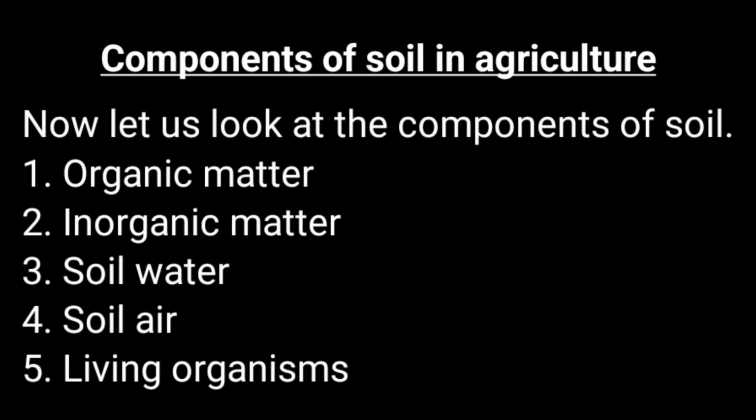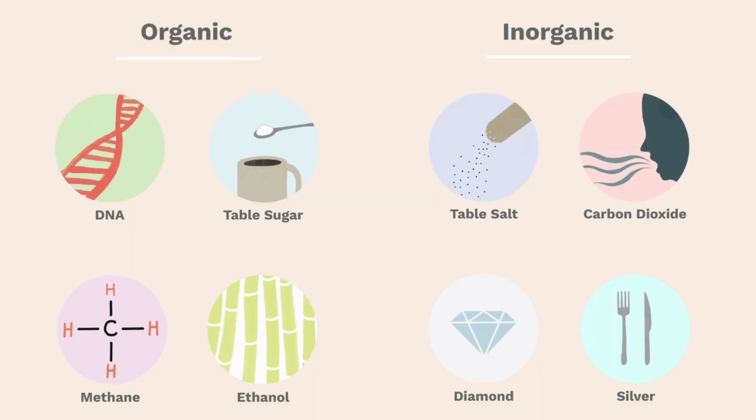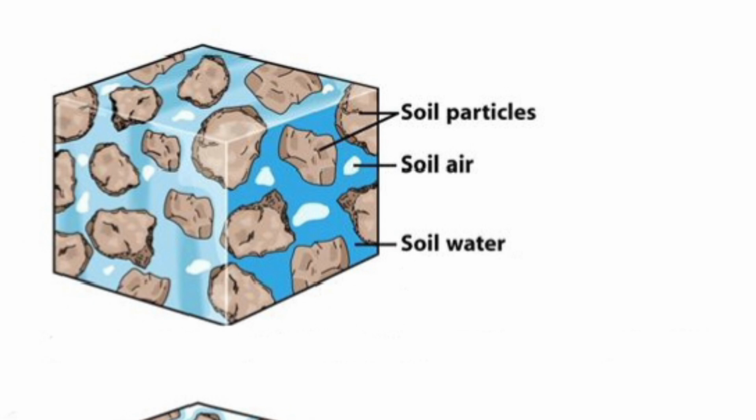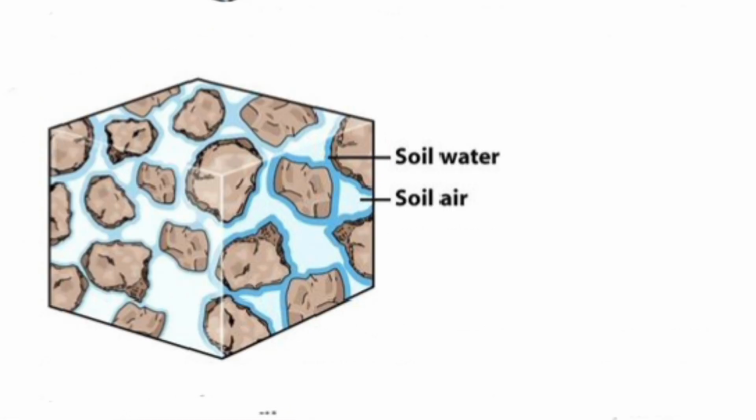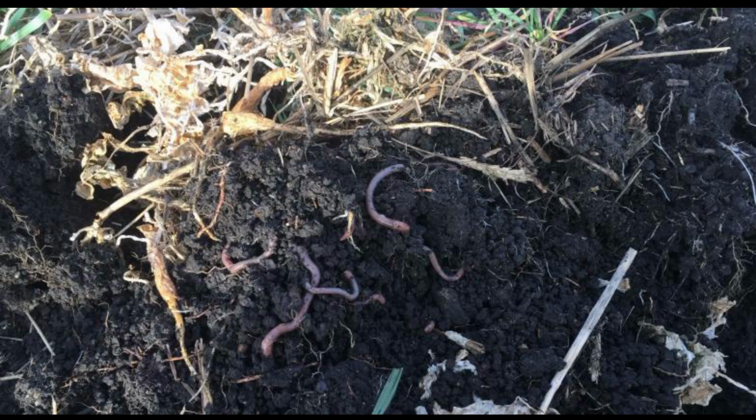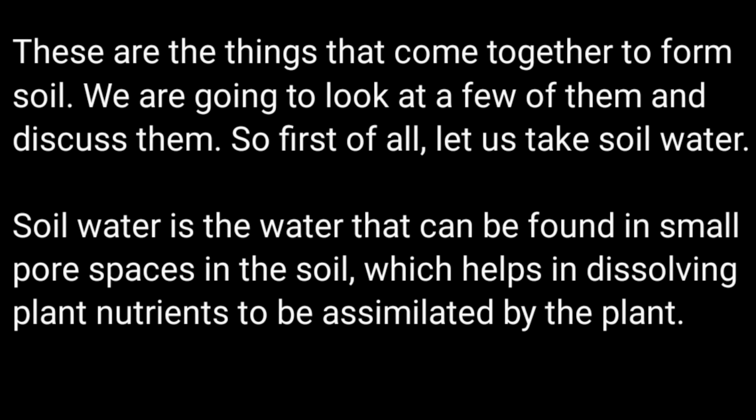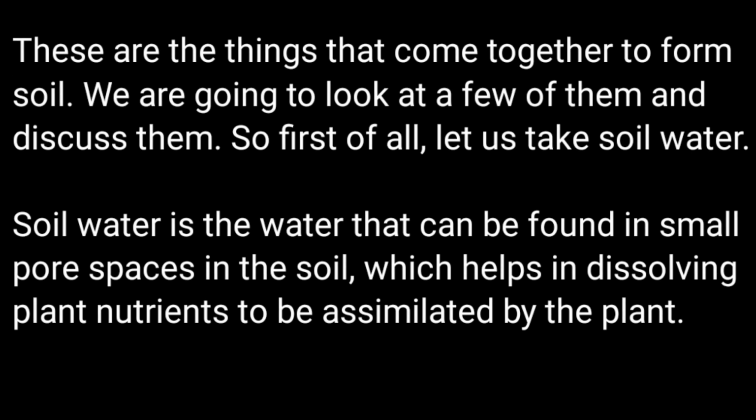Now, let us look at the components of soil. Number one, we have organic matter, inorganic matter, soil water, soil air, and the last one, living organisms. These are the things that come together to form soil. We are going to look at a few of them and discuss them.